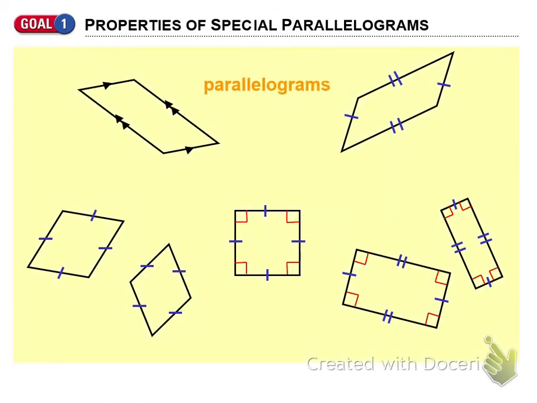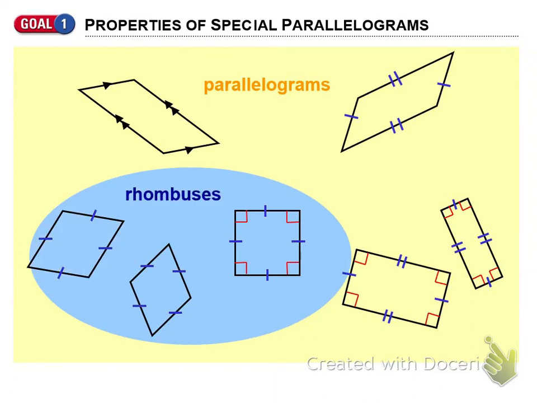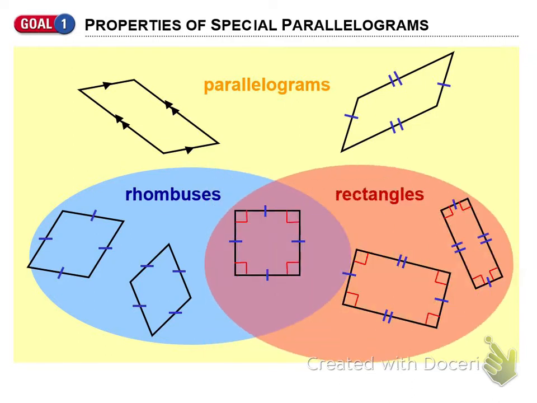All parallelograms. How many properties does a parallelogram have? 4, right? So a rhombus has the properties of a parallelogram and then some. This is not on your notes, we're just talking about it. A rhombus is a type of parallelogram, so it has all the properties of a parallelogram. The same thing with a rectangle, and they get together and they make a square.